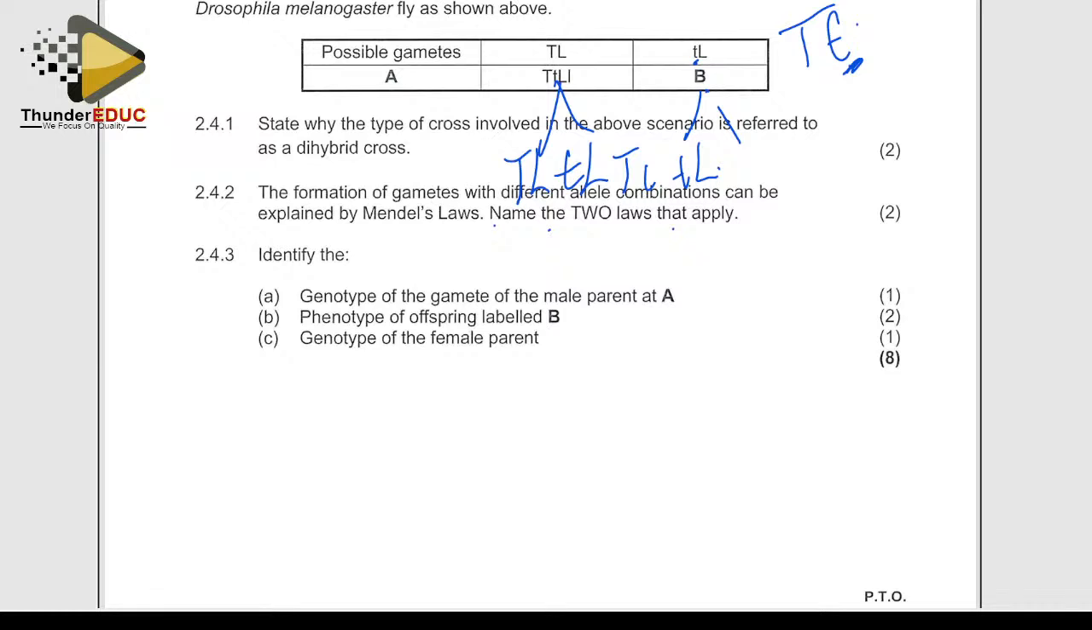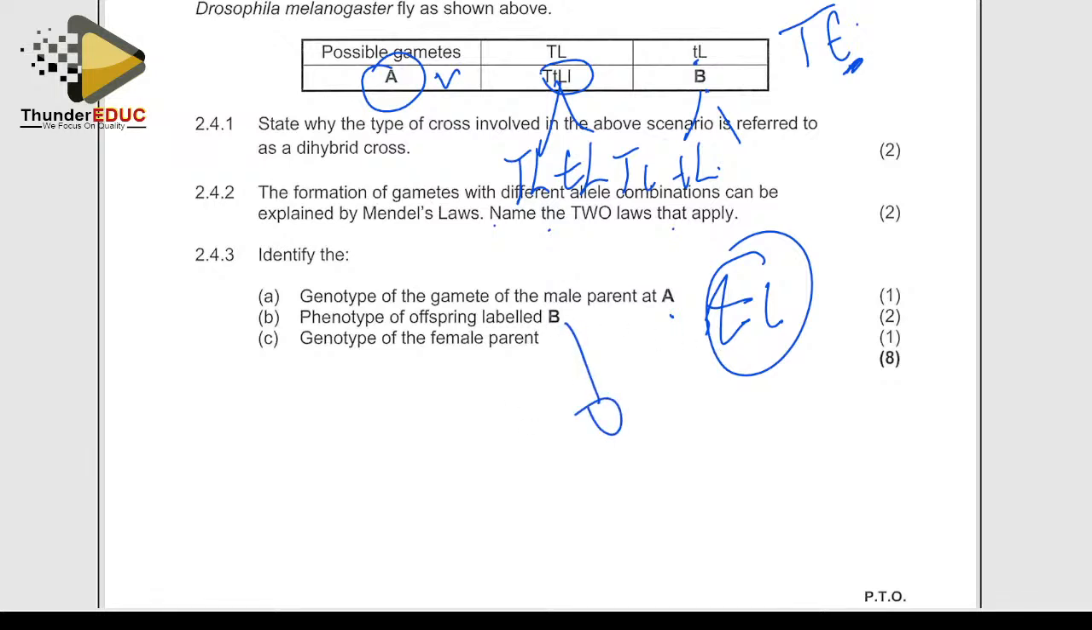They're saying to identify the genotype of the gamete of male A. How did I form this? Look at what is formed. If the capital T came from here, small t came from there. So it's going to be small t. And if capital L came from there, small l came from here. So it's going to be small t, small l. So that is it. It must not have space.